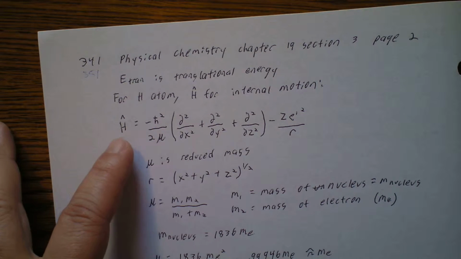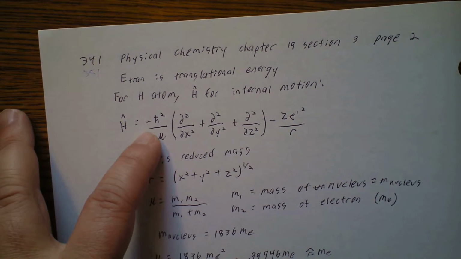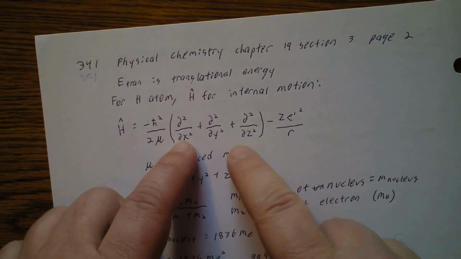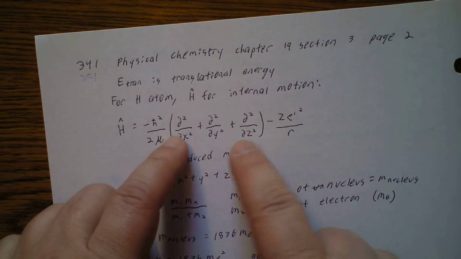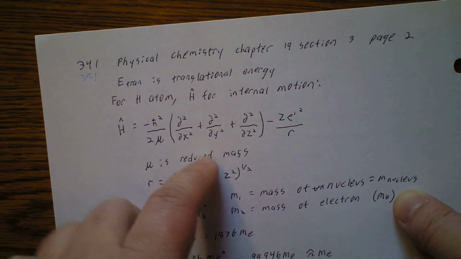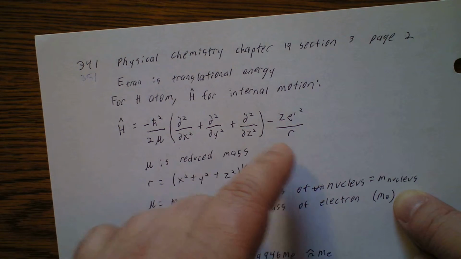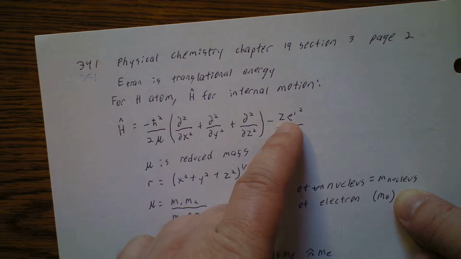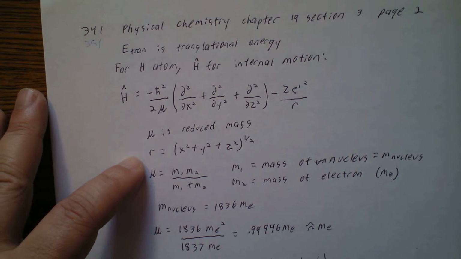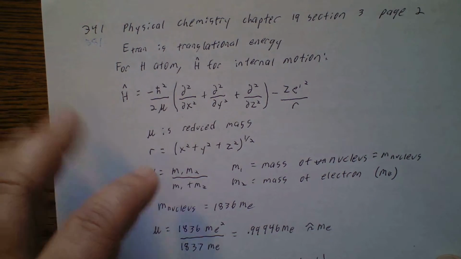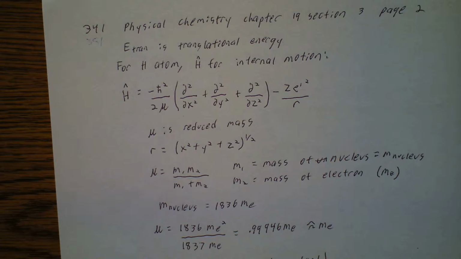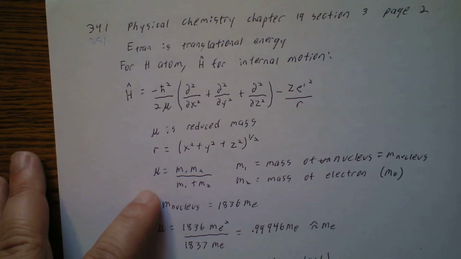So the Hamiltonian, H hat, is equal to minus h bar squared over 2 mu, remember, mu is the reduced mass, times the second partial derivative with respect to x, plus the second partial derivative with respect to y, plus the second partial derivative with respect to z, minus Z e prime squared over r. And the radius r is x squared plus y squared plus z squared to the 1/2 power, the square root. So basically the Pythagorean theorem.